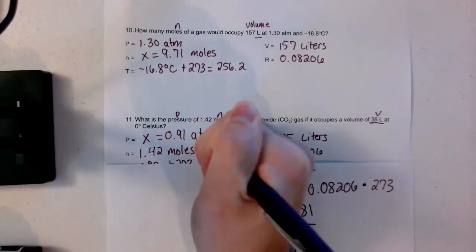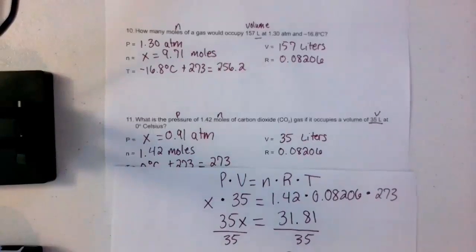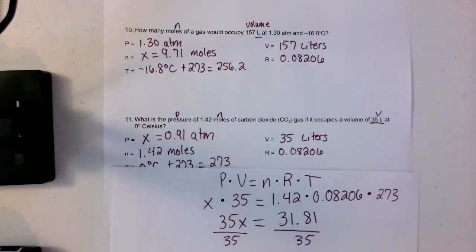So X is going to be equal to 0.91 atm. And look at that, we have solved the entire study guide.